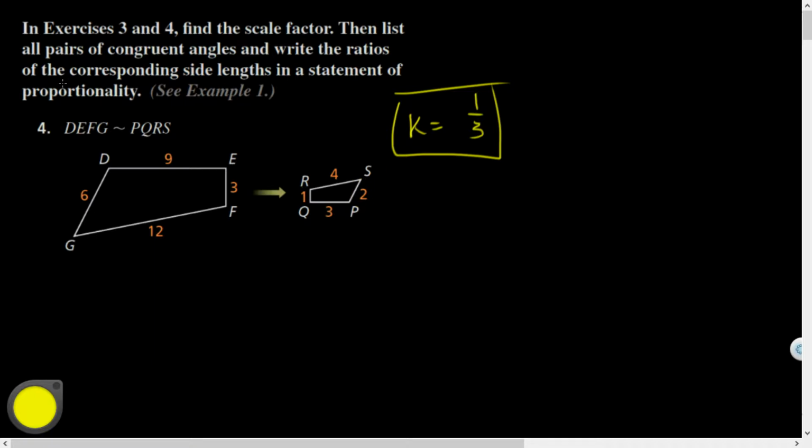All right, it says then list all pairs of congruent angles. So angle G, actually, let's do this the easy way. There's a rotation that took place on this as well.